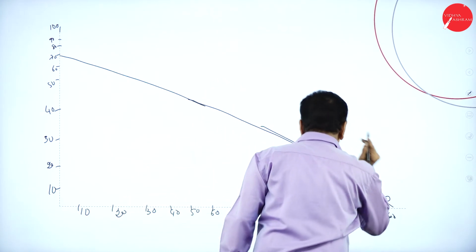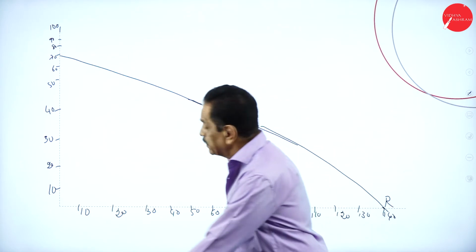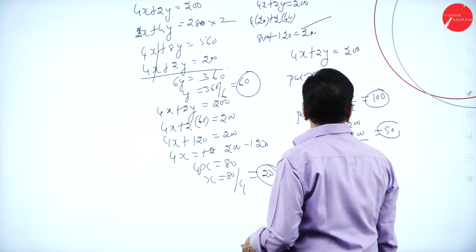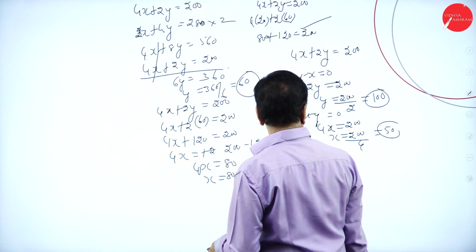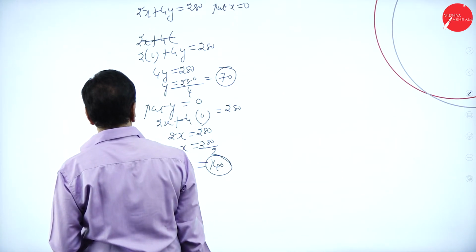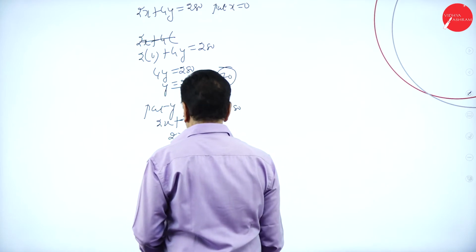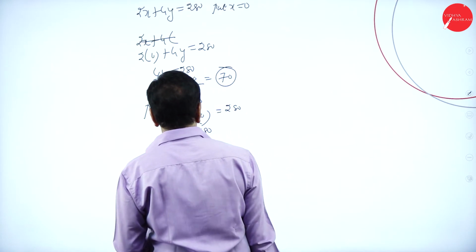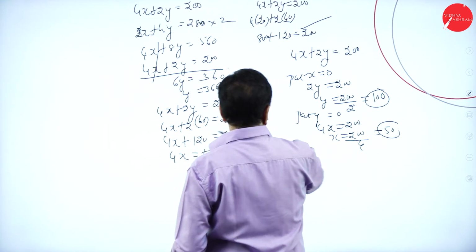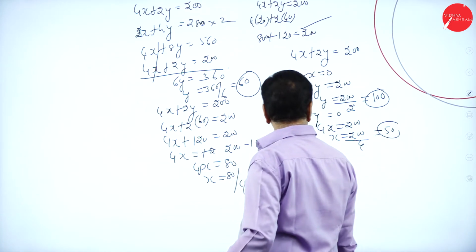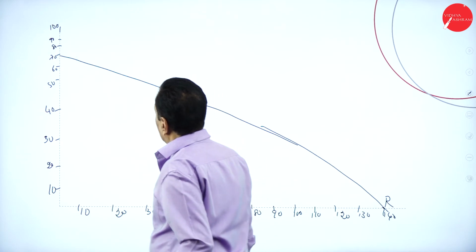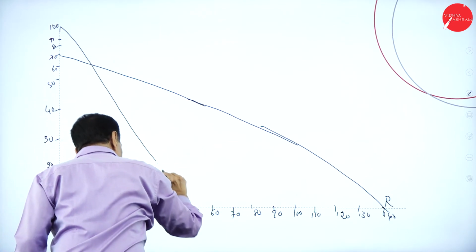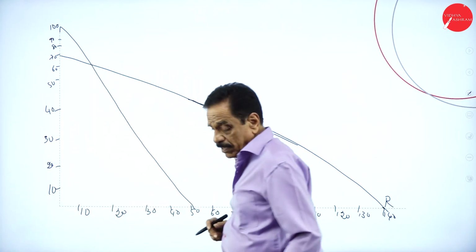This is R. Then, second equation, another one. y is 100, x is 50. Put y is 100, x is 50. 100 to 50. Roughly you can take that.